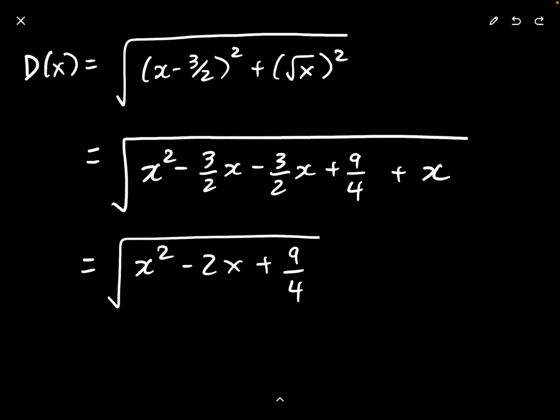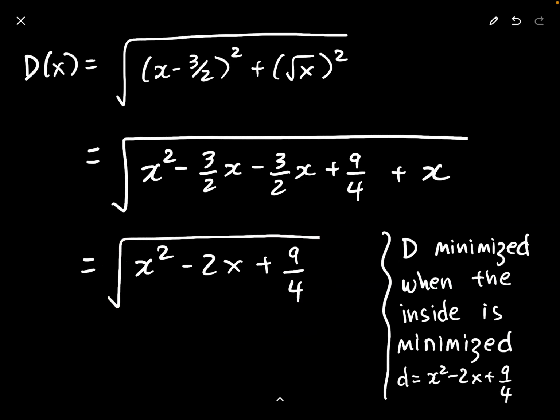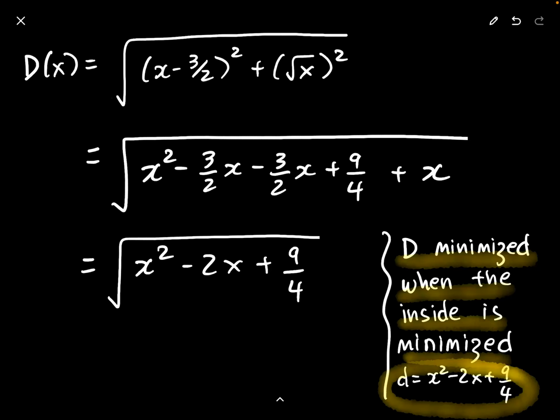So here now it's up to you. If you want, you can use the first derivative test with the parabola in the square root, or we can also notice that d will be minimized when the inside of the square root is minimized. So here I've written little d, or lowercase d, for just the parabola that's inside the square root, x squared minus 2x plus 9 over 4.